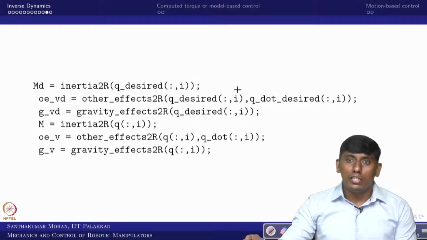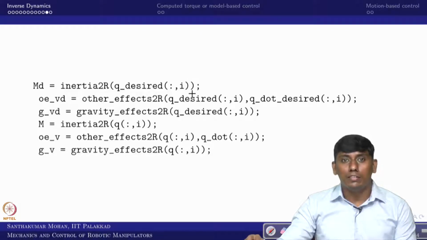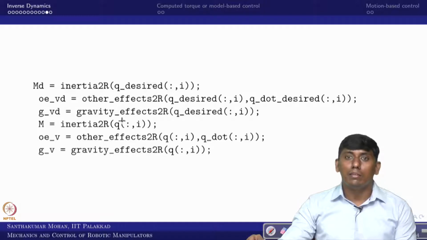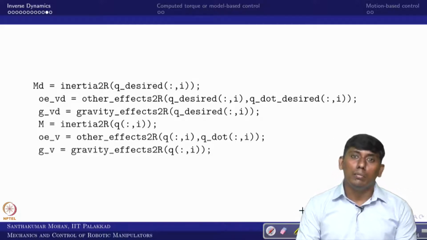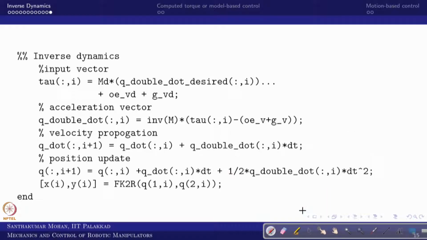Similarly, the other vector based on the desired value and the gravity vector based on the desired value we have calculated. So the first three values are desired. Similarly, the actual inertia matrix, other vector and gravity vectors we have found based on the actual q and q dot. Now once these are all available, we can try to find out what tau is. Tau in this case is simple inverse dynamics. Inverse dynamics says m desired into q double dot desired plus other vector desired plus gravity vector desired. We have given that as the input vector here.